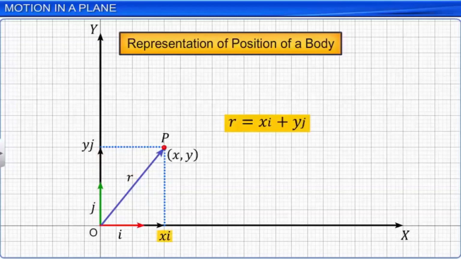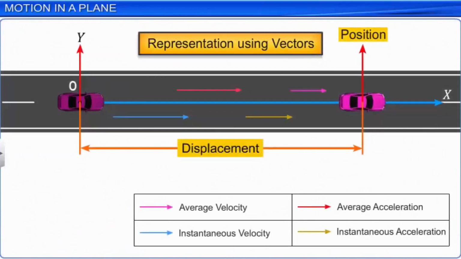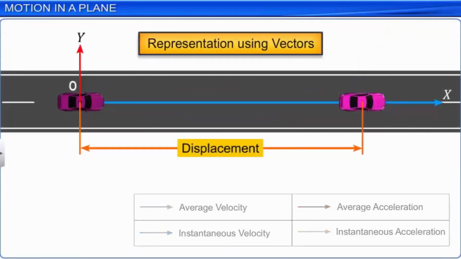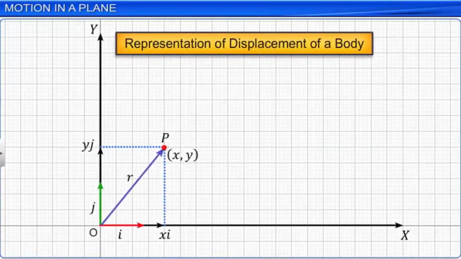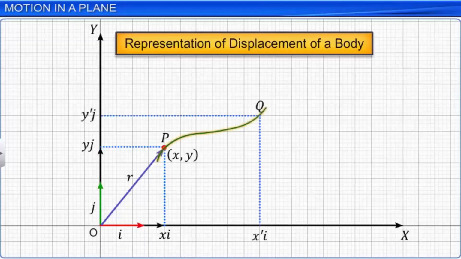Next, let's discuss how to represent displacement of a body using vectors. Consider the same body to move along a curve in the xy plane. The body is at point P at time t and at point Q at time t dash. r and r dash are the position vectors at points P and Q respectively. Join P and Q with a straight line. Display an arrowhead at Q. This line PQ, with its arrowhead represents the displacement vector delta r.